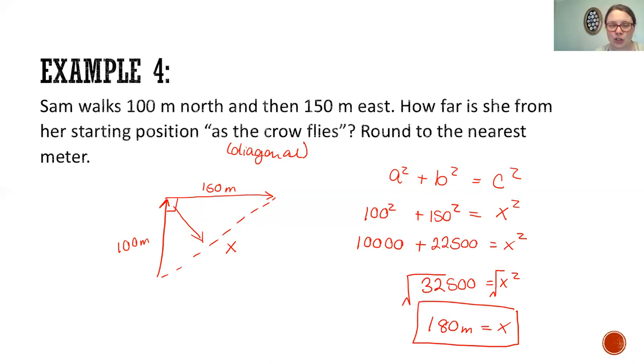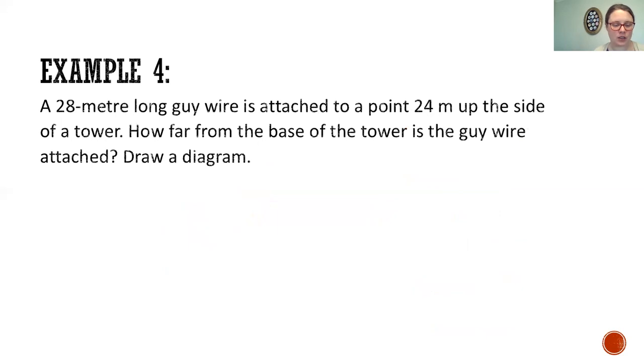And one last question for us, question 5. A 28-meter long guy wire is attached to a point 24 meters up the side of a tower. How far from the base of the tower is the guy wire attached? Draw a diagram, because it helps us solve the question more easily. So first of all, we've got a tower. We're assuming it's vertical. We have a wire attached to that tower.